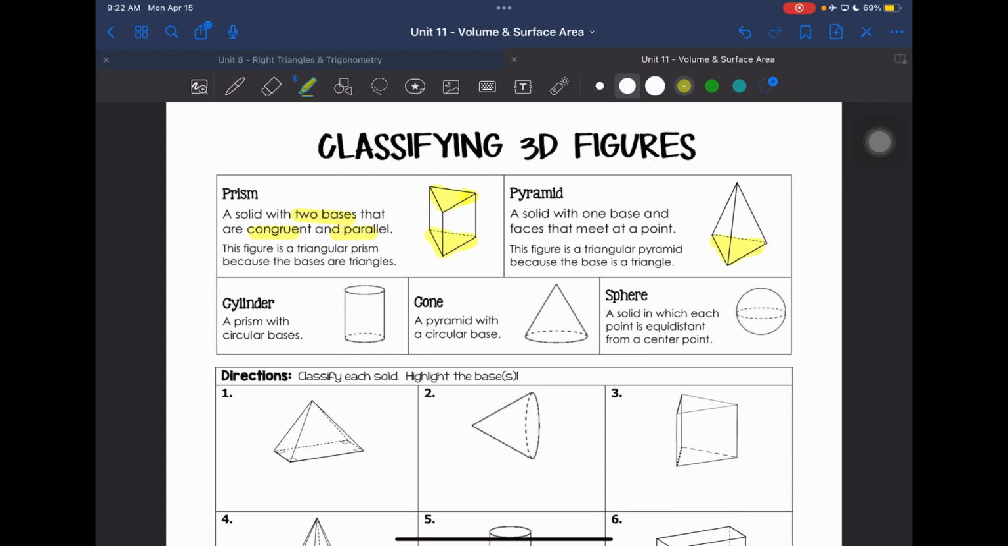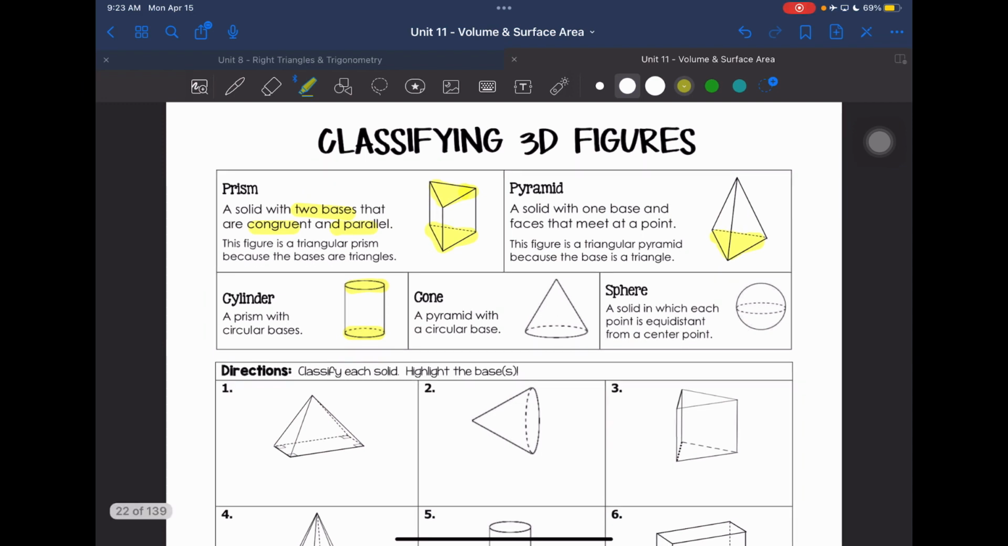Next, we're going to talk about cylinders. That is just a prism with circular bases. So it has two identical bases. So there's two circles. And it's kind of rounded because of those circles. And so a form of a cylinder that most of us are used to seeing is like a cup.